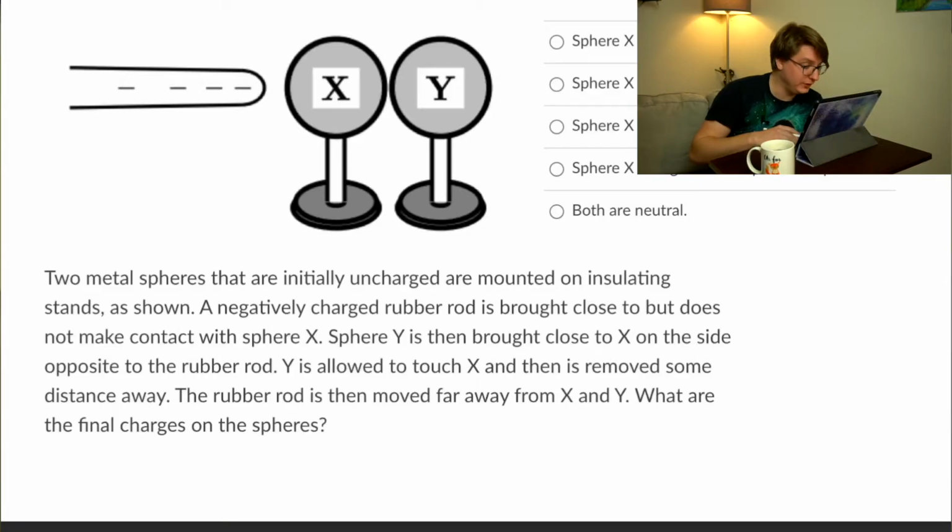We have two metal spheres that are initially uncharged and are mounted on insulating stands as shown. A negatively charged rubber rod is brought close but does not make contact with sphere X. Sphere Y is then brought close to X on the side opposite to the rubber rod. Y is allowed to touch, then is removed some distance away. The rubber rod is then moved far away from X and Y. What are the final charges on the spheres?